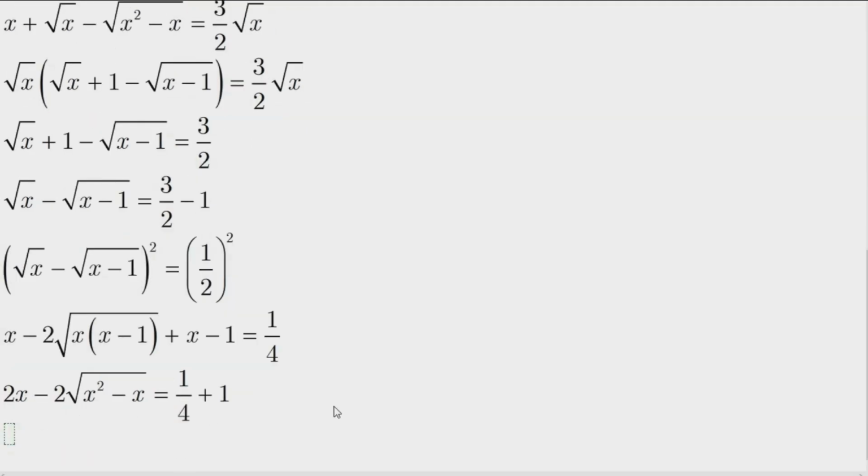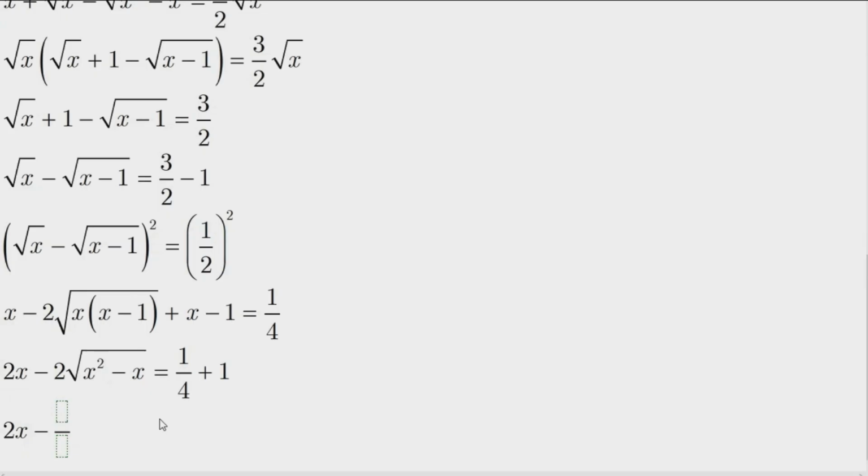that will be equal to 1. Okay, next, these equations will be equal to 2x, that minus, right, I'm going to move this to the left hand side, and 1 quarter plus 1 will be equal to 5 quarters, and then we move minus 2 square root of x squared minus x to the right hand side of the equation, that will be 2 square root of x squared minus x.